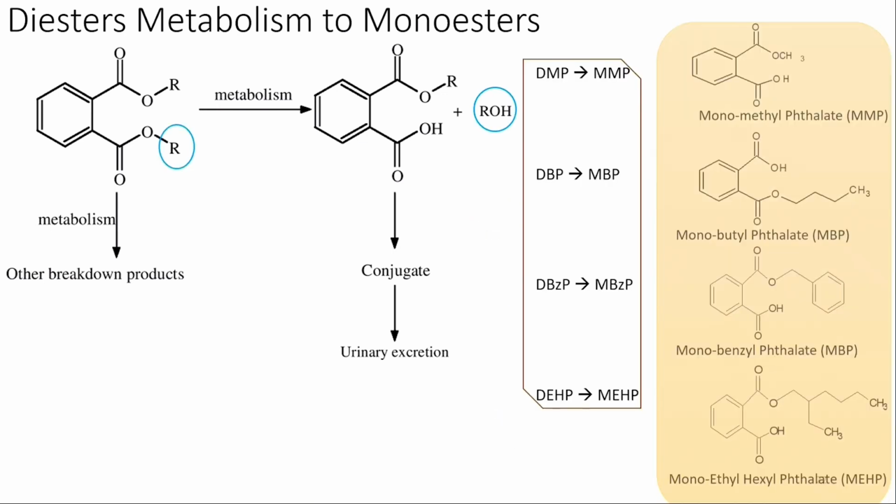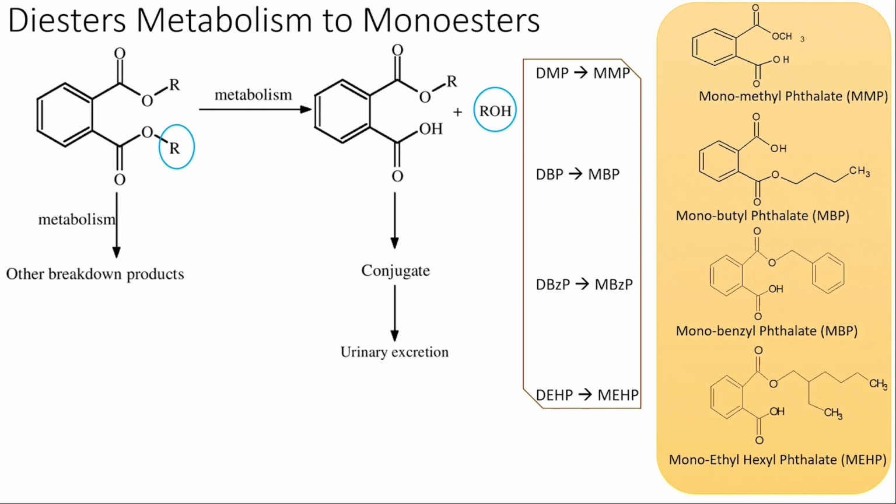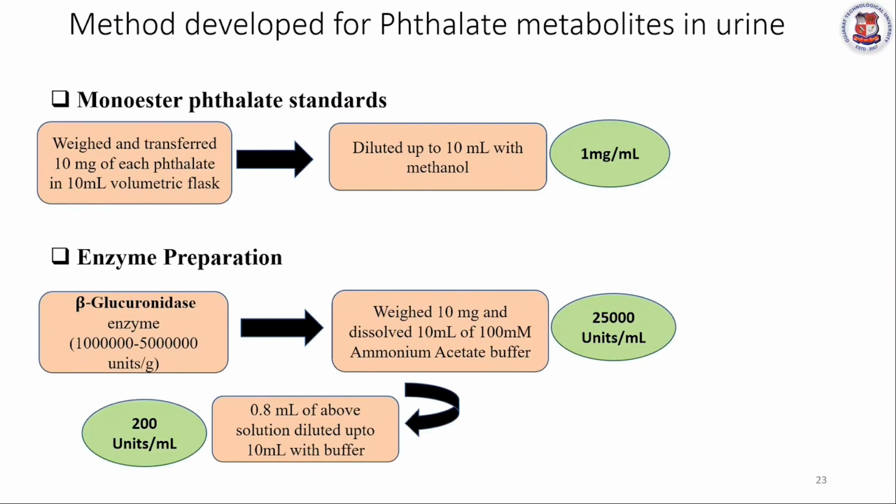So DMP is converted into monomethyl phthalate, dibutyl into monobutyl, dibenzyl into monobenzyl, and DEHP into monoethylhexyl phthalate. So in the second part we have selected these four metabolites. Okay, and we have prepared the samples at 1 milligram per ml, and the enzyme is also used for deconjugation.